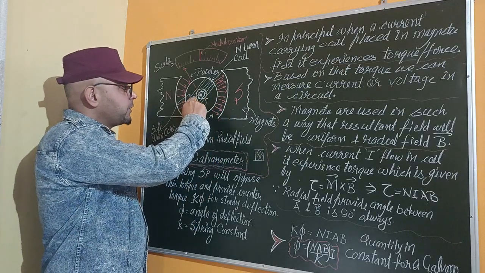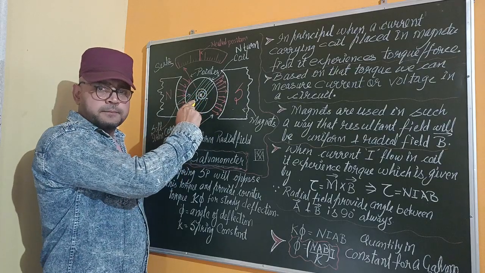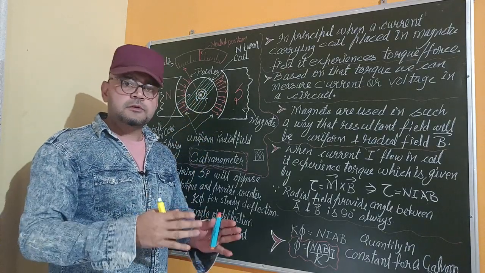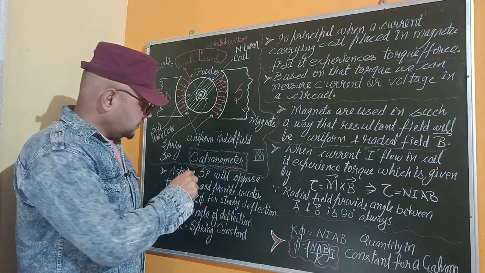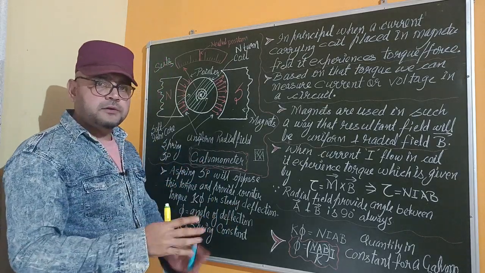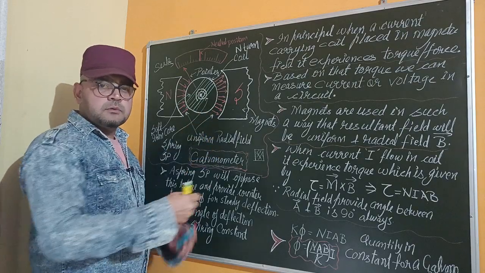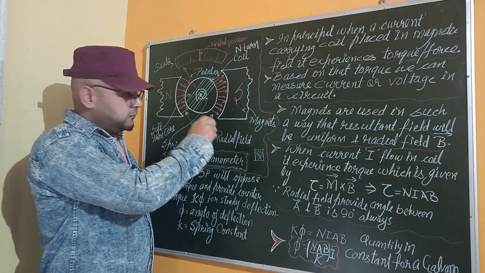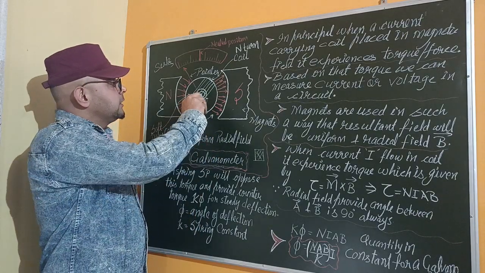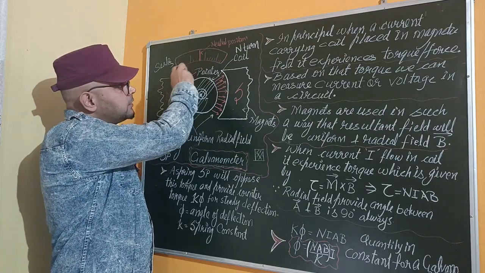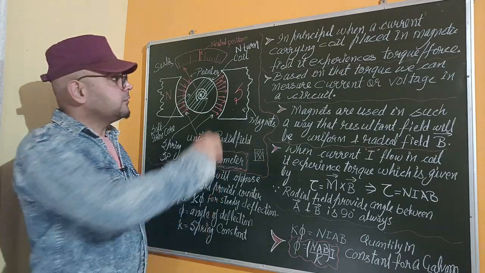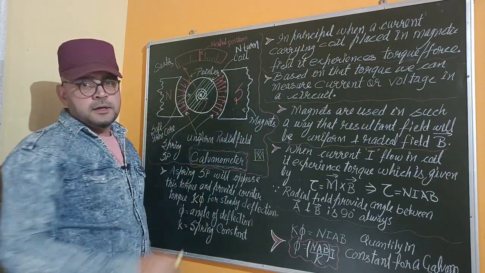We have a pointer attached to a spring. These are things that you have to mention while answering this question about the galvanometer. So these are the points. This is the diagram or geometry of this particular device. The pointer attached to the spring will indicate a reading that is marked on this scale.